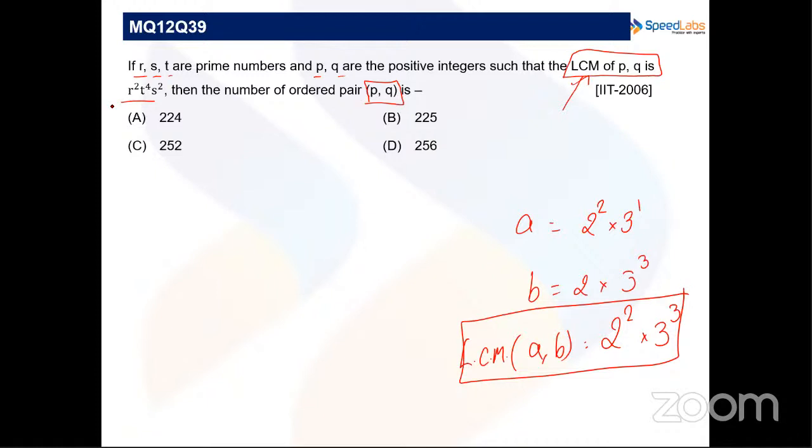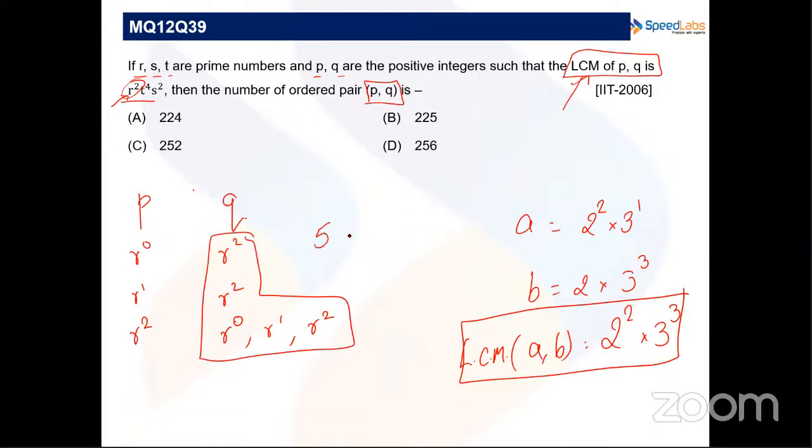So if we are having R square here, then we can say for P we are having the option, if R to the power 0 is here, then Q should have R square. If P is having R to the power 1, then Q should have R square. If P is having R to the power 2, then Q can have the values 0, 1, 2. So these are the possible outcomes for R square. So how many outcomes are there? We are having 5 outcomes.